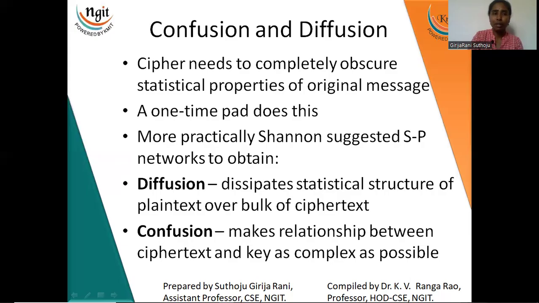Coming to the second point, that is confusion. Confusion is a theme where we should have a complex relationship between the ciphertext and the key. Even after having the ciphertext, it should be hard for the attacker to find what key we might have utilized. Okay, that complex it should be. So diffusion and confusion are the main services or the main ideas provided by the product ciphers, right?